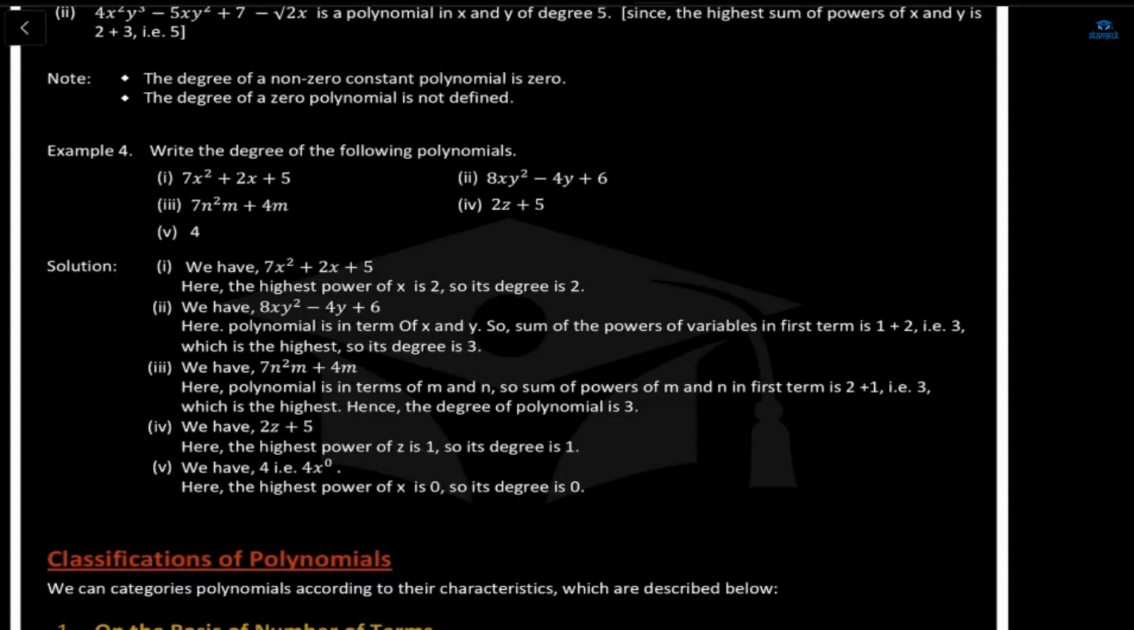Very good. You can switch off the mic. Now, Zikra, the third one. Can you tell me the answer for the third one? Ma'am, the degree is 3. Yeah, very good. Shazan, fourth one. The highest degree is 1. Arham, can you tell me the degree of the polynomial for the fifth one? Ma'am, it's a constant and the power is 0. Yeah, very good.